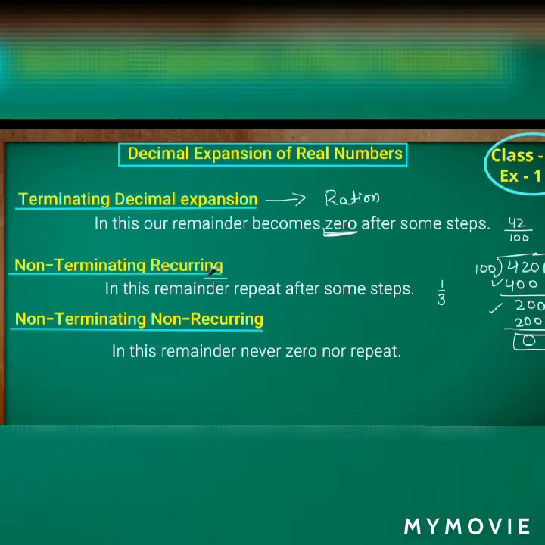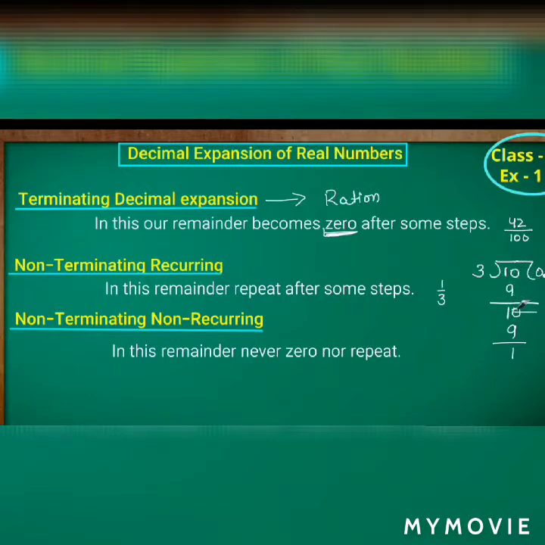Now come to the next one, that is non-terminating recurring. In this, the remainder repeats after some time. Suppose I am taking an example, 1 by 3. Here 3 is the divisor and 1 is the dividend. Since 1 is less than 3, I'll take 0 and start with the point. 1 after 0 becomes 10. 3 3s are 9, that is 0.3. Again 1. If you observe, we are going to get a continuation, it is going to be repeating.